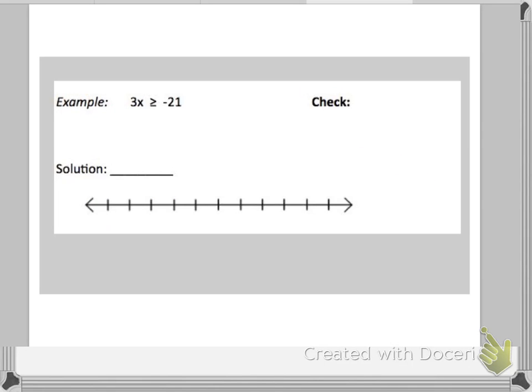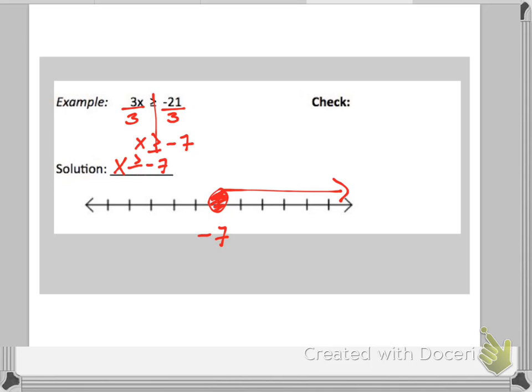Example 2. 3x is greater than or equal to negative 21. Again, we're going to solve just like a one-step equation. We're going to divide both sides by 3. X is greater than or equal to negative 7. Our solution, x is greater than or equal to negative 7. Negative 7 is our boundary point. Then we have a greater than or equal to, so we are going to fill in our circle. X is larger, so we're going to talk about everything larger.